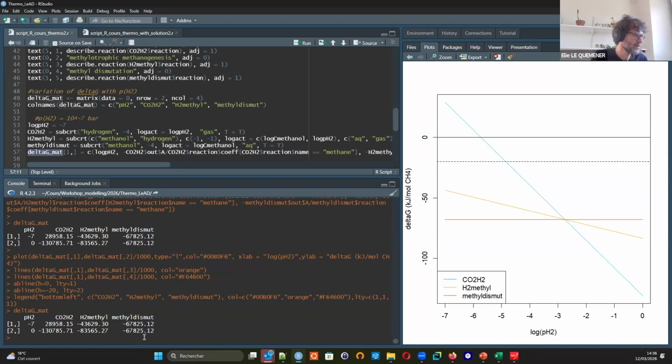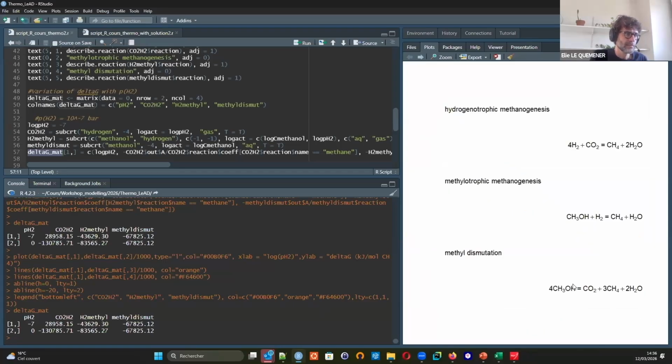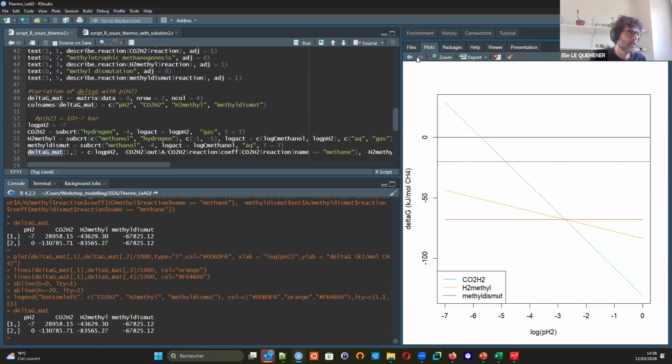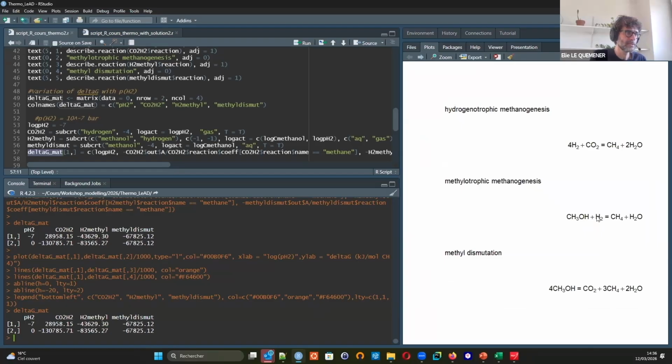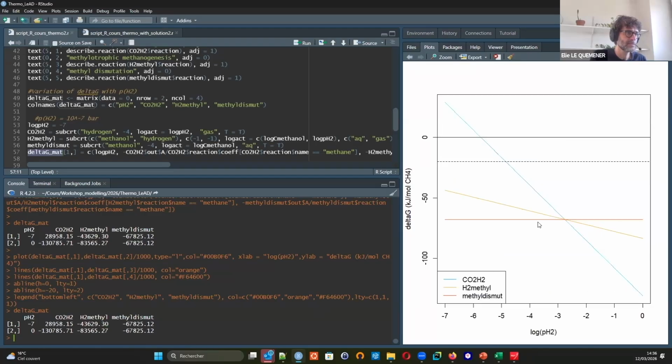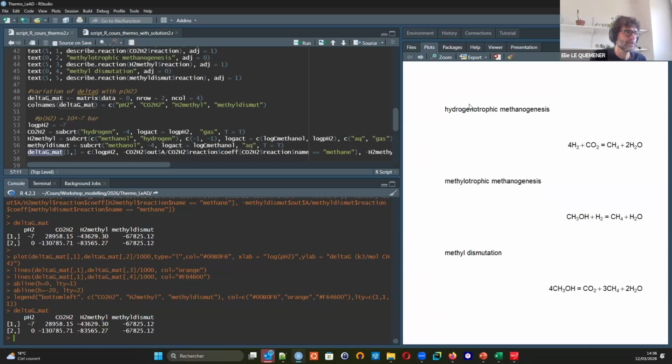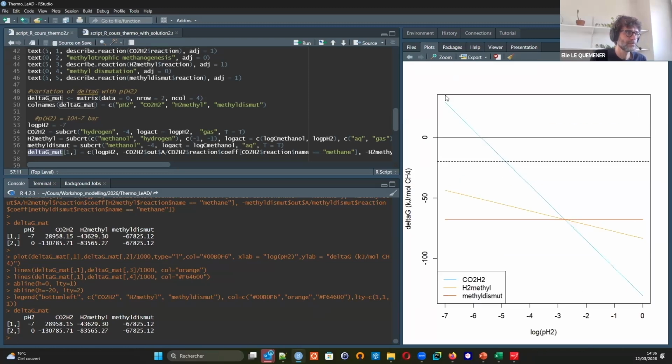You see that methyl dismutation, of course, doesn't depend on hydrogen partial pressure because there is no hydrogen in this reaction, so the delta G doesn't depend on hydrogen, and you have the flat red line. For the methylotrophic methanogenesis, you have 1 mole of H2 for 1 CH4, and you have this orange line. For the hydrogenotrophic methanogenesis, you have 4 moles of H2 for 1 CH4, and the blue line is steeper because the stoichiometric coefficient is 4 instead of 1 for the orange line.